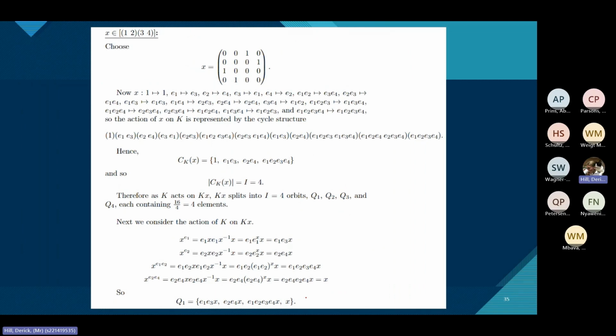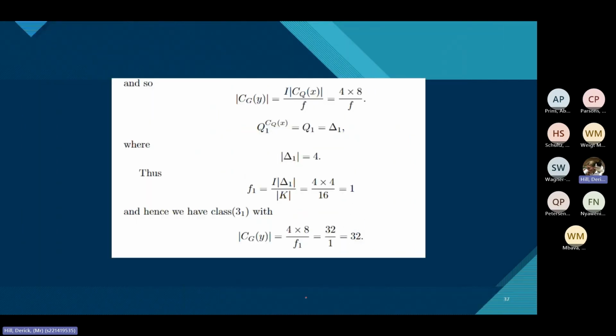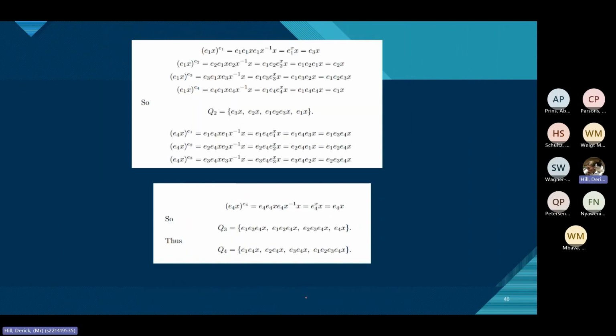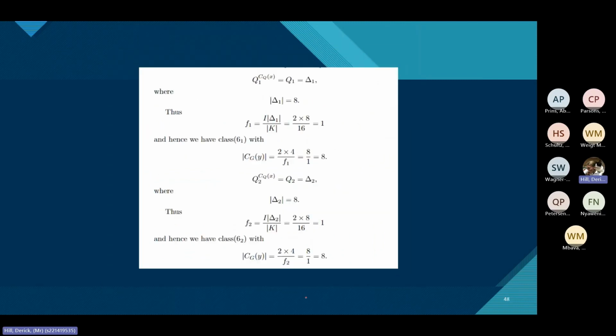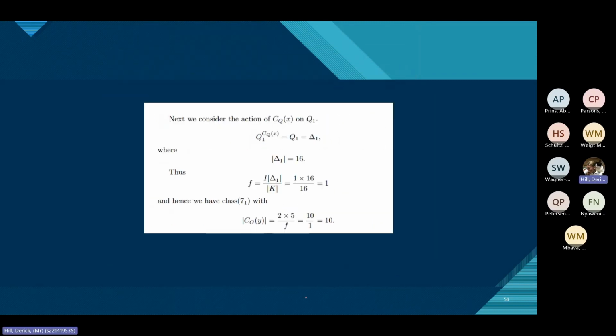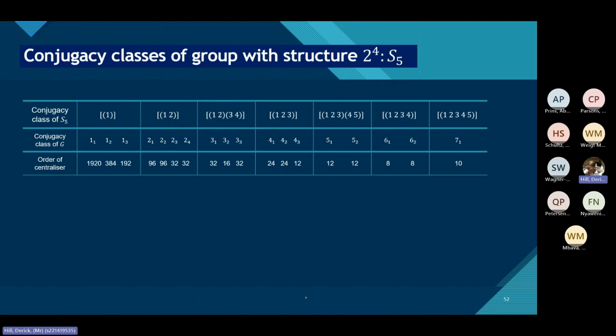Here's our next class, our conjugacy class of Q. Next one again, and next one again, and what we are left with is this wonderful table here, which shows how each conjugacy class of Q splits into these conjugacy classes of our entire group G, and we have the orders of the centralizers.